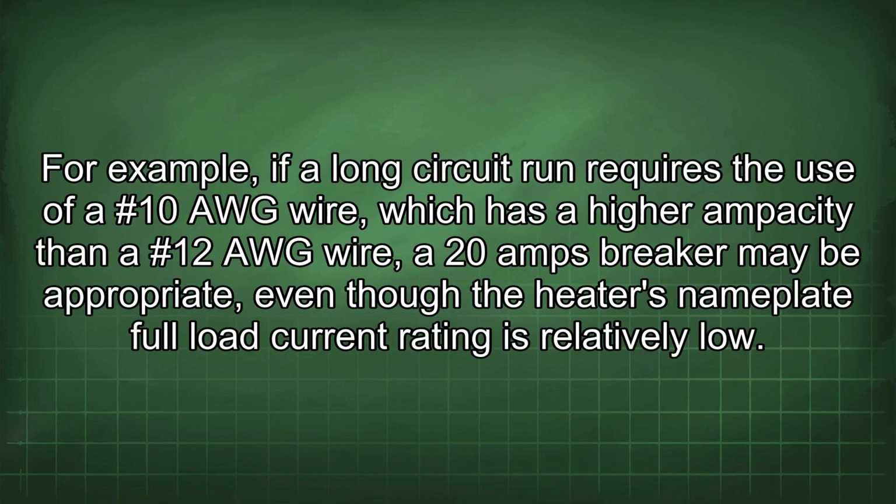For example, if a long circuit run requires the use of a #10 AWG wire, which has a higher ampacity than a #12 AWG wire, a 20 amps breaker may be appropriate, even though the heater's nameplate full load current rating is relatively low.